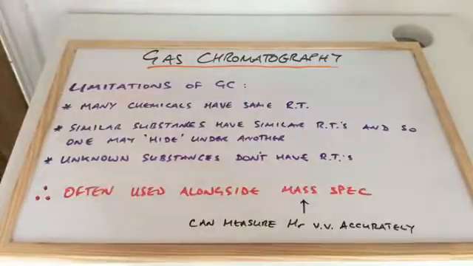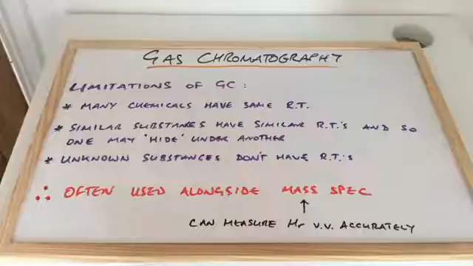So because of these limitations, gas chromatography is often used alongside mass spec, and the purpose of the gas chromatography would be to separate out the components in the mixture, not really to identify them. Once they've been separated out, their mass spec would be analysed, and mass spec can measure Mr values very, very accurately, and you would be able to identify a substance from its mass spectrum.